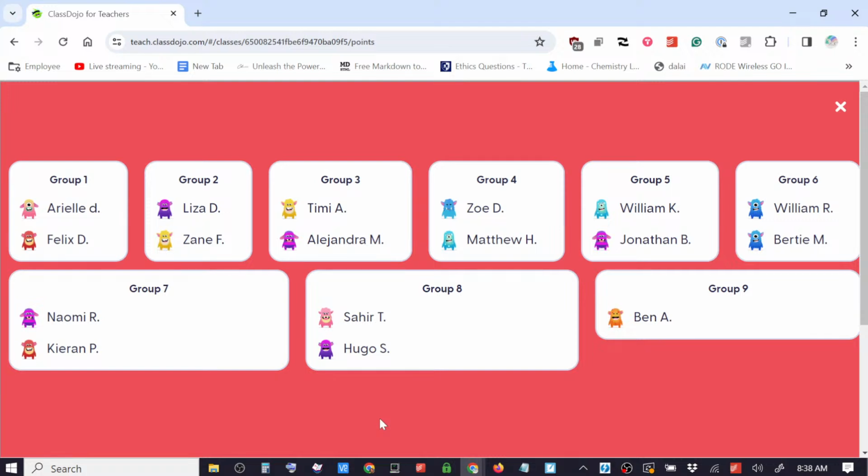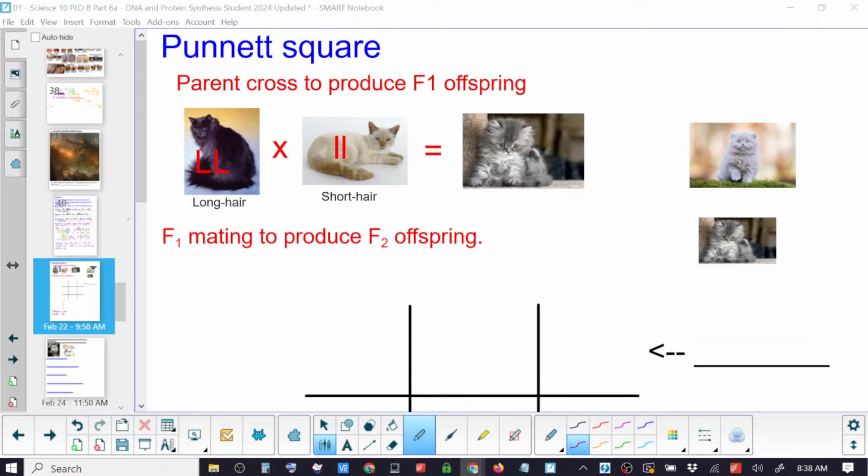Hugo, are you with Sakir? Yes. There you go, Sahir. And everybody else got their partner? Matthew, can you chuck that when you're done? Yeah, so you build... it's fine.